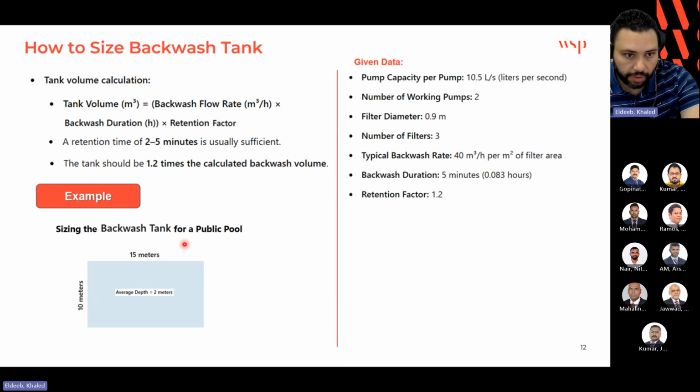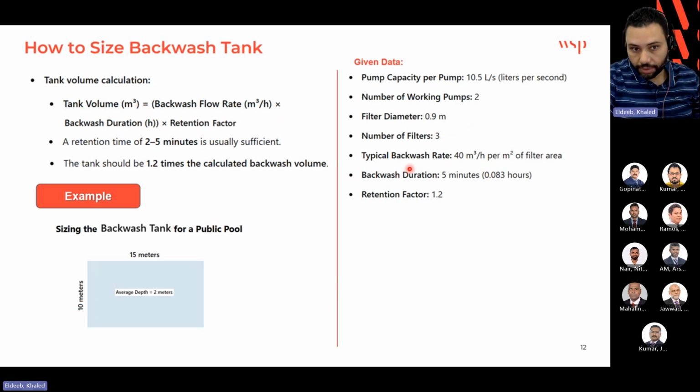Okay, so our famous example, this example continues from last session. The same pool, 10 meter by 15 meter. So the given data that we have: the pump, if you remember, we calculated the pump last time, it was 10.5 liter per second and 2 pumps, so the total around 21. The filter diameter that we calculated was 0.9 and the total number 3.